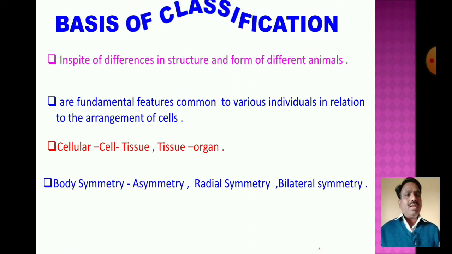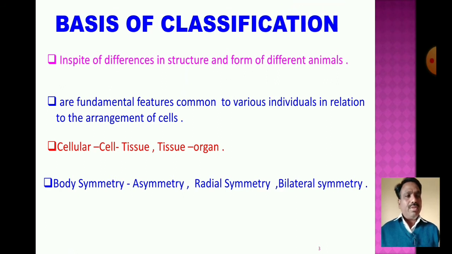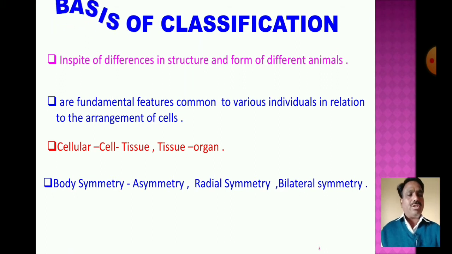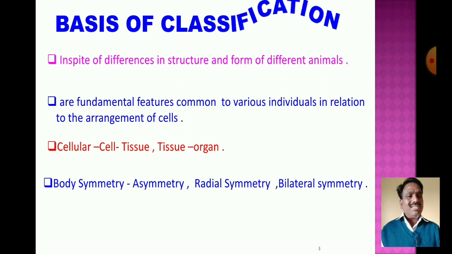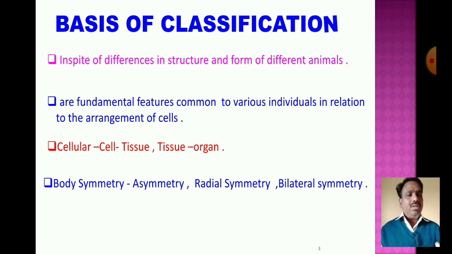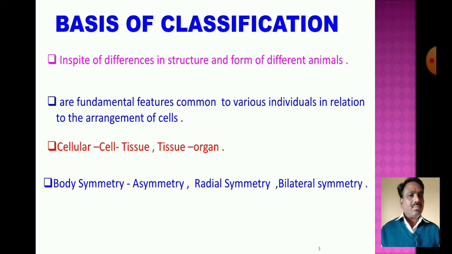In the basis of classification, animals are classified on the basis of their body symmetry, cellular organization and tissue organization. In this way, the fundamental features present in the animals are considered for classification. One basis is cellular organization, and another is body symmetry. Body symmetry is considered a very important point for classification.